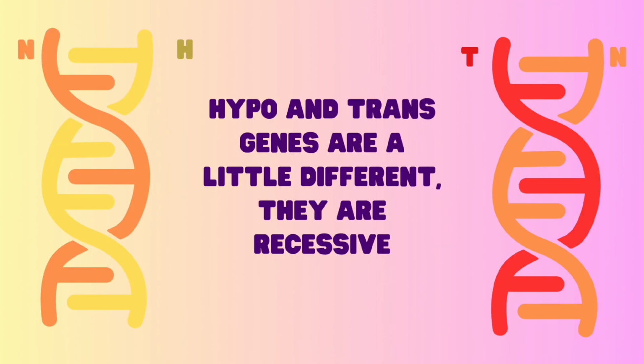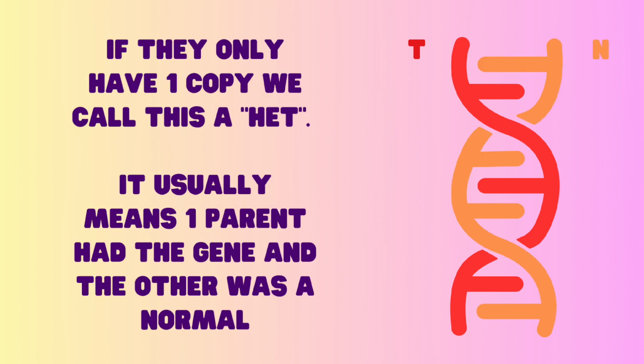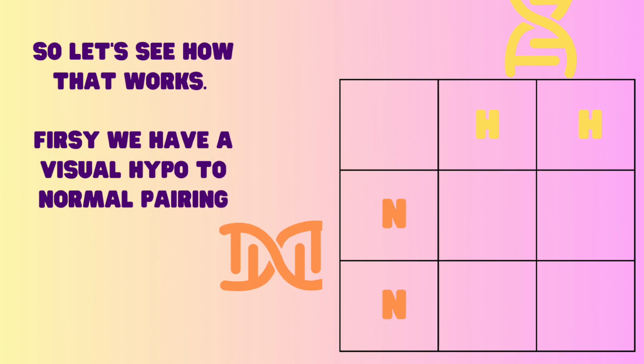Hypo and trans genes are going to be a little bit different because they are recessive. That means that they need both copies of the gene to be visually carrying the trait. So if they only have one copy of the gene, this is what we call a het. It usually means that one parent had the gene and the other was normal. A het can produce babies that are normals, hets, or have the full trait.